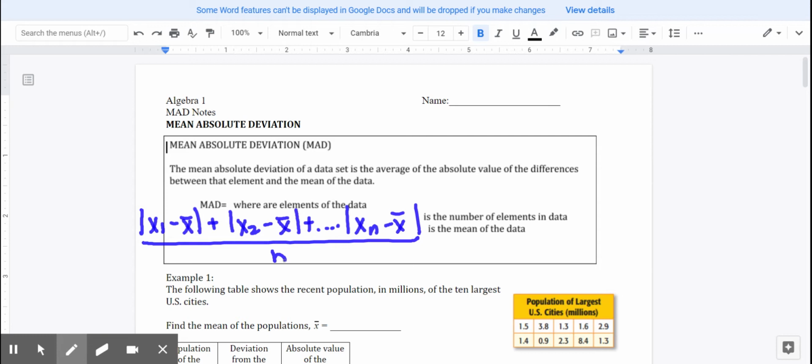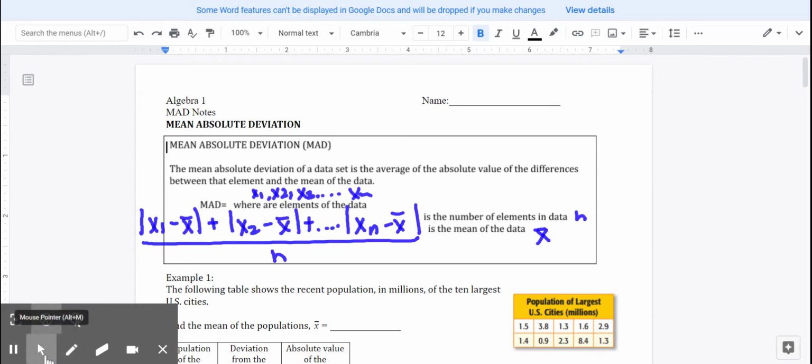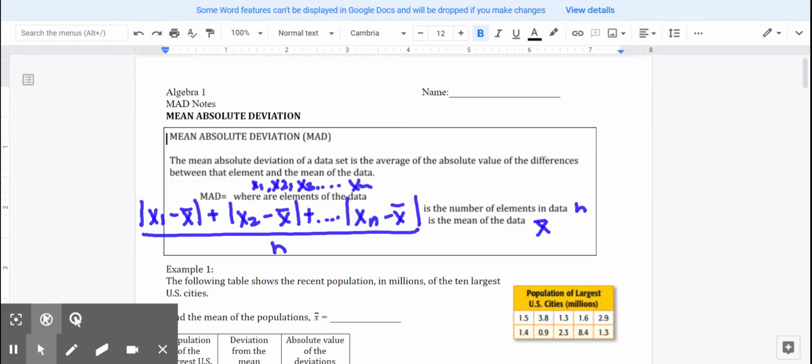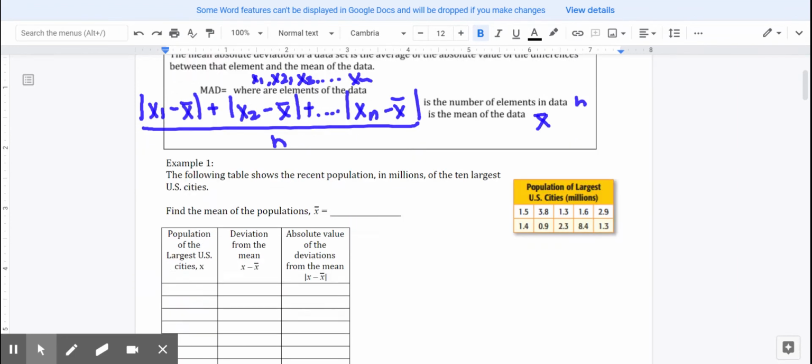bad as you think. And just know that x1, x2, x3, so on, all the way out to xn are the elements of the data. And n is going to be the number of elements in our data, where x bar is going to represent the mean of our data. And we know that from when we found measures of center, that in the calculator, x bar is denoted as the mean. So the easiest way to tell you how to do this is to just look at some examples of what we're going to do here. So let's look at the first one.